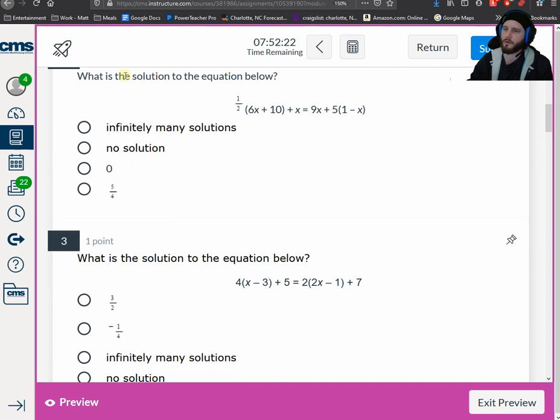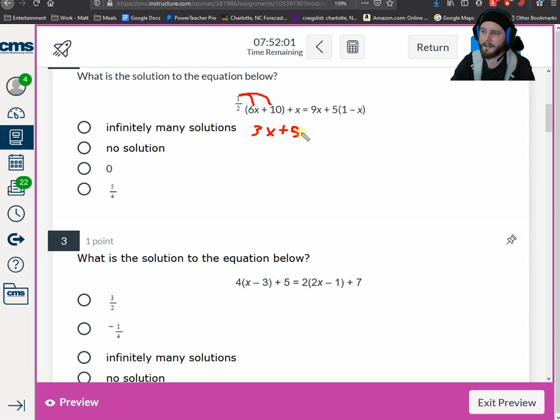For number 2, what is the solution to the equation below? Okay, let's go ahead and do our distributive property on both sides. This is 1/2 times 6x, 1/2 times 10. Lucky for us, it looks like this time we won't have any fractions that we'll be working with. 1/2 of 6x is 3x. 1/2 of 10 is 5. We still have this plus x.